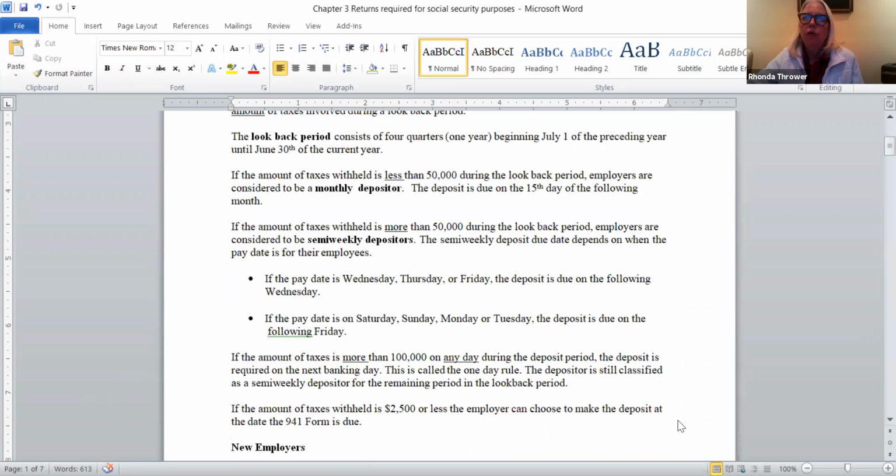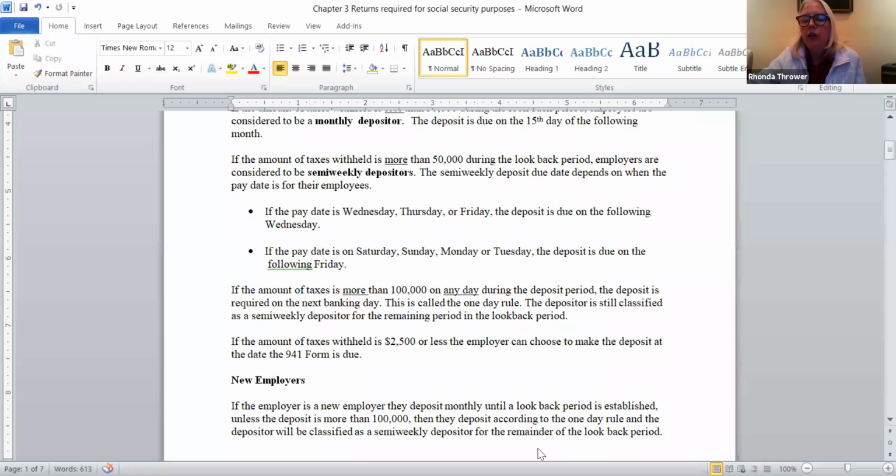If, however, the amount of taxes is $2,500 or less, the employer can choose to make the deposit at the date the 941 form is due. But that's only if it's $2,500 or less. And this is a choice for the employer. The employer could also choose to use the monthly depositor rule for this because the taxes are less than $50,000. They've got a choice there.